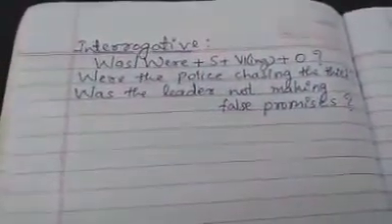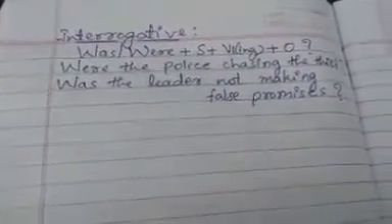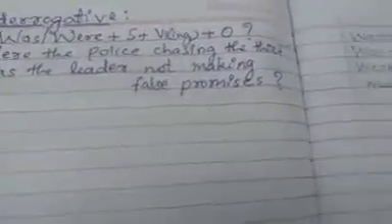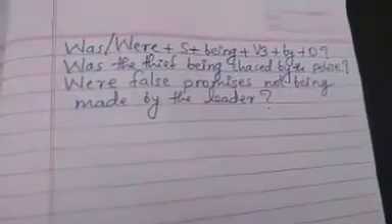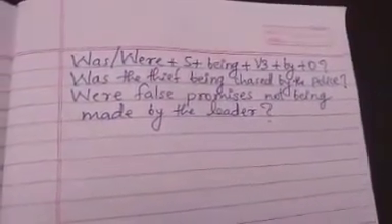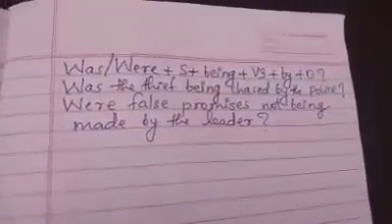Next, was the leader not making false promises? In passive sentence: Were false promises not being made by the leader?